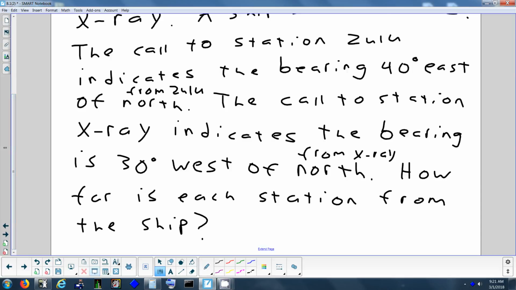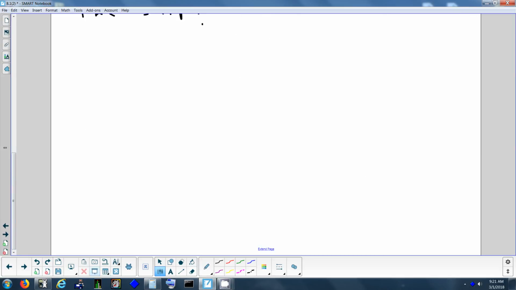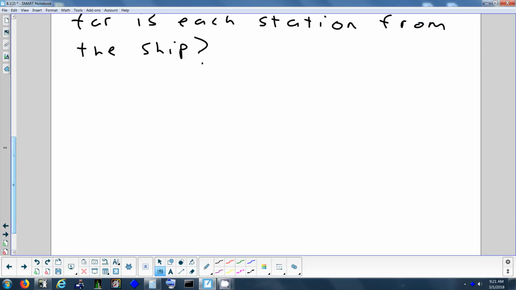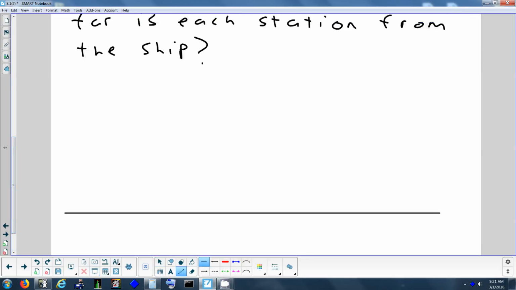All right, so let's see if we can figure out where the boat is. So we need a picture. So the first thing we need is land. Okay, that represents where the two Coast Guard stations are. Okay, so let's just draw that in. So on this side, it's going to be land. Out there is going to be water. Okay, so we've got two Coast Guard stations.